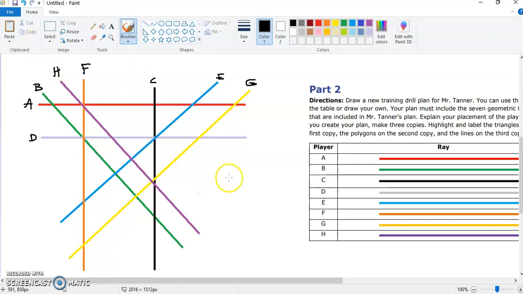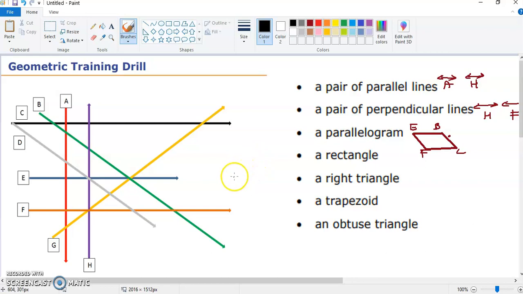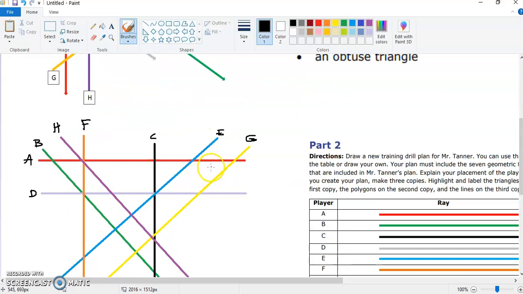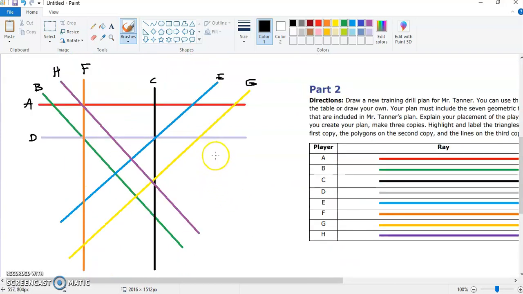So let's see here. What triangles are we looking for? So triangles, we're looking for an obtuse triangle and a right triangle. So if I look for an obtuse triangle, again, it's not going to be exact, but I think this angle right here would be larger than 90 degrees. So I could use a triangle like this to make an obtuse triangle. If I'm looking for a right triangle, I think there's a few. I could go the big one right here, the red to the black to the purple. I could label that as a right triangle.